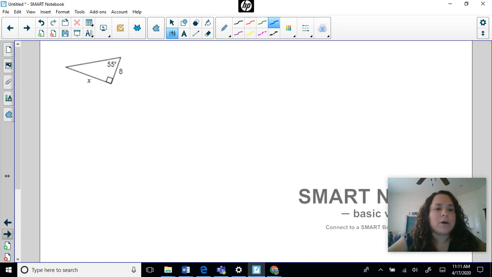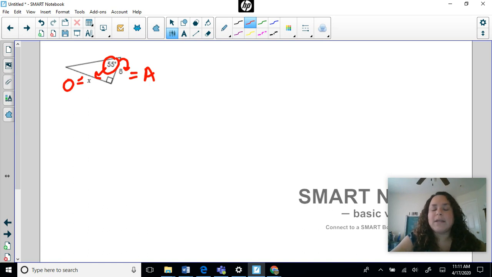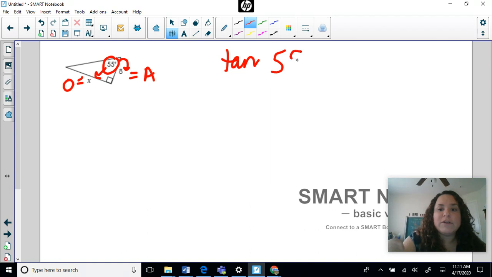Here's another example. So here again, two given sides, one given angle. We're going to pay attention to where the angle is. Label the given sides. The 8 happens to be next to the 55, so that means that 8 represents our A. The x is directly across from the 55, so that means that it represents our O. So anytime that we have O and A, we're dealing with toa, so that means that we're referring to tangent. In this case, the angle is 55, so we're going to put tan 55 equals opposite, which is x, over adjacent, which is 8, okay?